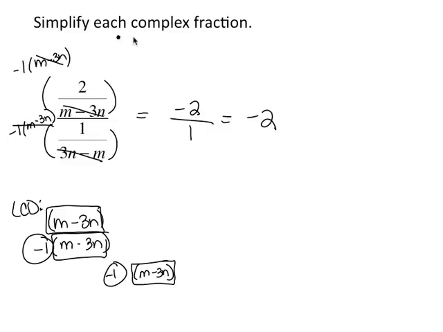So to simplify a complex fraction, find the LCD of both denominators and then multiply both the top fraction and the bottom fraction by the LCD, and you can clear the fractions and then you get your answer.